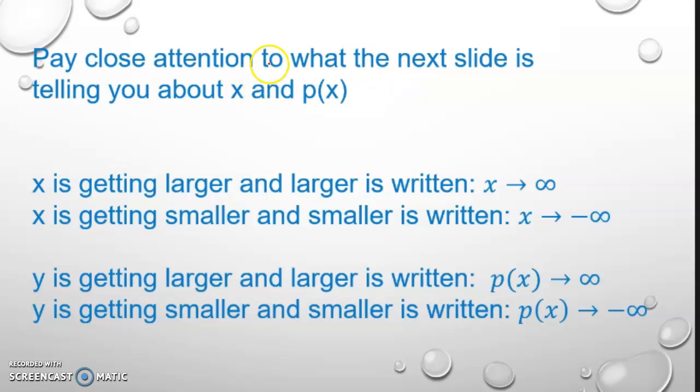All right, the next slide is going to tell you all about this. You'll probably want to leave it up on your notes and just copy down what it's got. X is getting larger and larger is written this way: x approaches infinity. If it's getting smaller and smaller, it's written x approaches negative infinity. Y getting larger and larger is written that P of x approaches infinity. And y getting smaller and smaller is written as the function P of x is going to negative infinity. So when you look at that slide, this is what these things are saying.